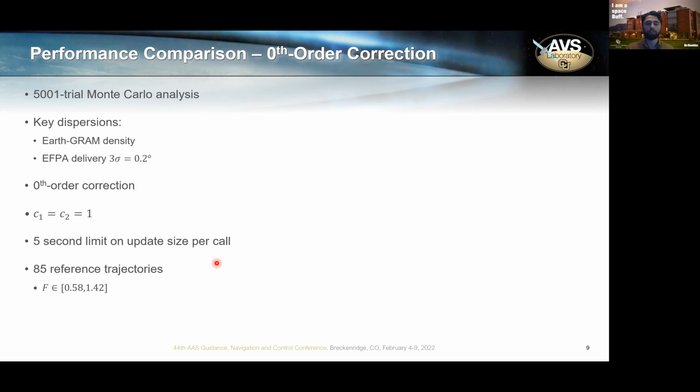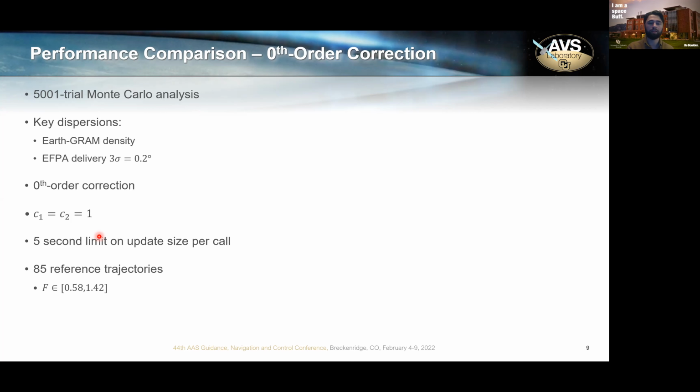I'll quickly note that for stability, we also limited the change in the current Jettison time value to 5 seconds. So even if we commanded something greater than that, just cap it at 5 seconds in either direction. And for this, we were generating 85 different reference trajectories in this range.